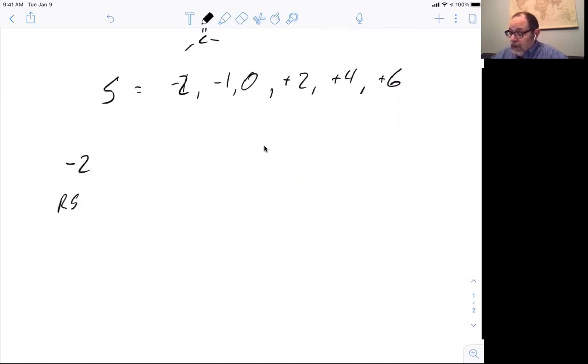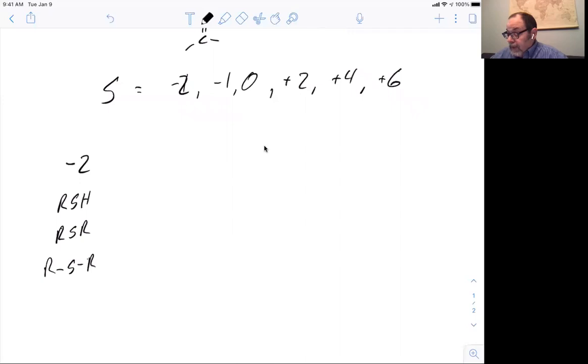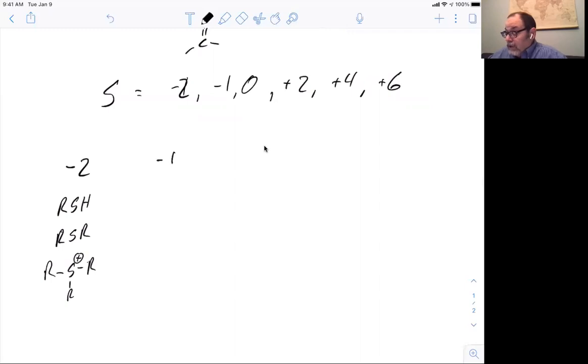So we'll have to do this in a couple of rows, but minus two, that's our standard. That's going to be our thiols, our sulfides, and the sulfonium ions, which we'll look at one of those today. Minus one, like with the oxygens, is going to be our sulfur-sulfur bond. So this is like our disulfide.